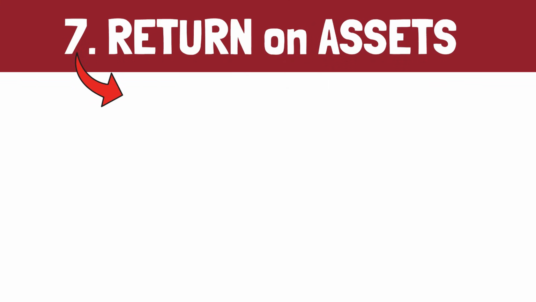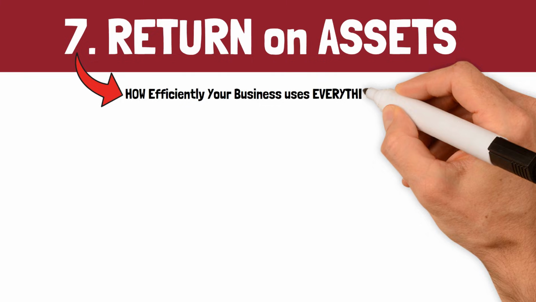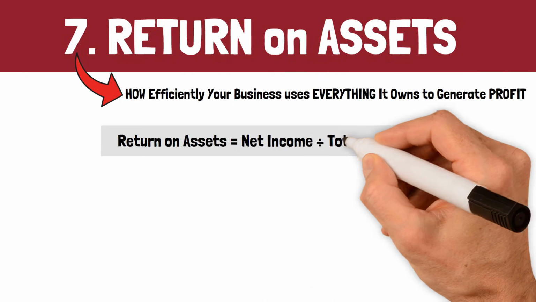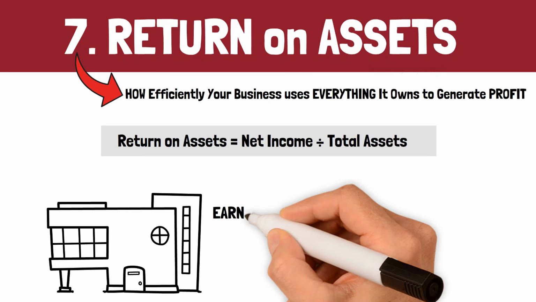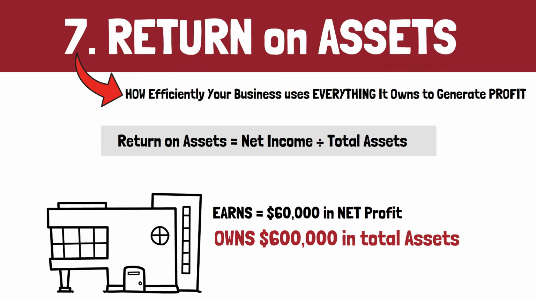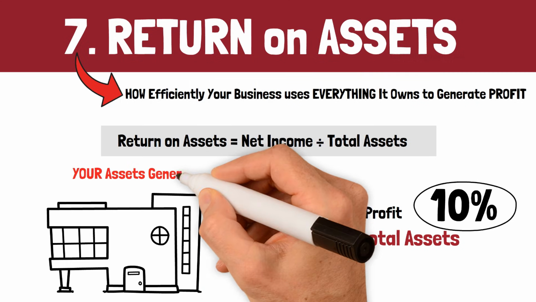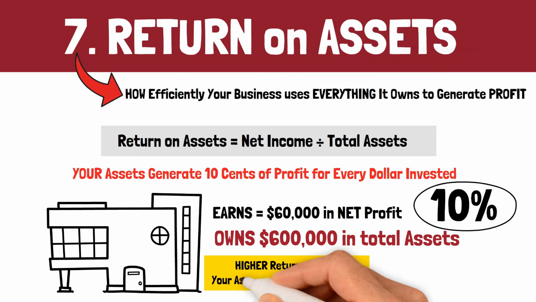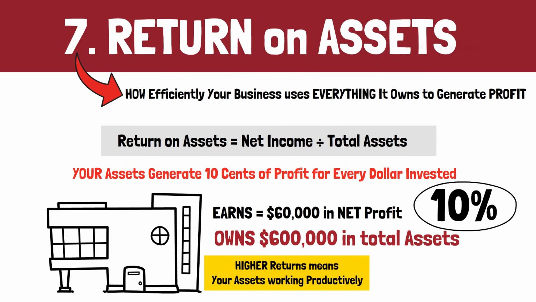Return on assets measures how efficiently your business uses everything it owns to generate profit. The formula is net income divided by total assets. Suppose your company earns $60,000 in net profit and owns $600,000 in total assets such as equipment, inventory, and property. Divide 60,000 by 600,000 and you get 10%. That means your assets generate 10 cents of profit for every dollar invested in them. A higher return means your assets are working productively rather than sitting idle.